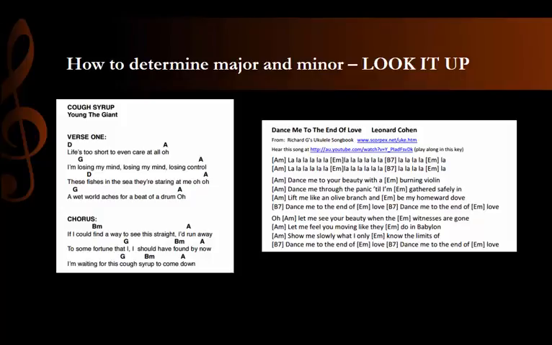So, looking at Cough Syrup by Young the Giant, you can see in the first verse that all these big, bold capital letters, like the D above life and the A above the O's, G above wet, they are capital letters and they are unadorned. There's no little extra things. That means they are major chords. So it starts on a major chord and it ends on a major chord. By gosh, it's in major.